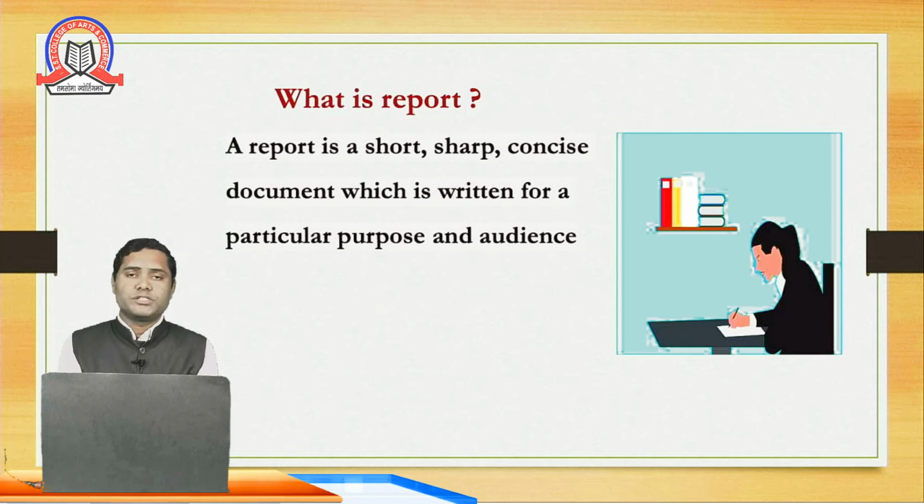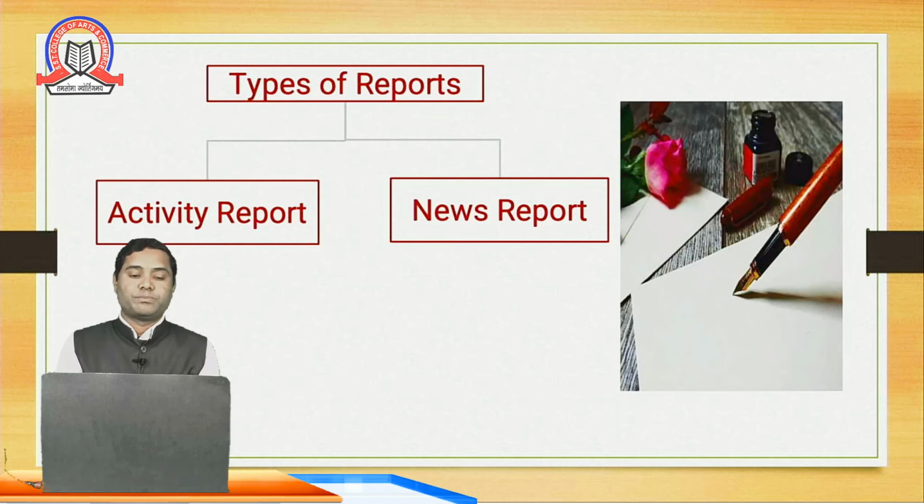We come across many reports. So let's try to understand what is a report. A report is a short, sharp, concise document which is written for a particular purpose and audience. So here we come across a few features of a report. How should a report be? A report should be a short document. It should be a very sharp and concise document, and it always tells the facts. It states the facts and is written for a particular audience.